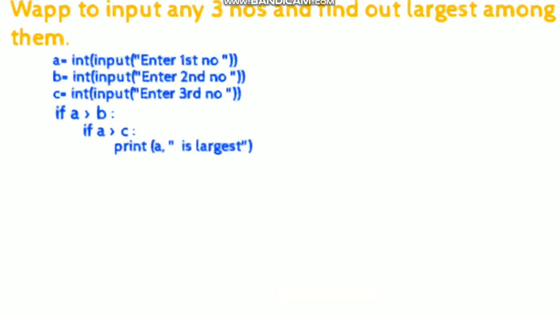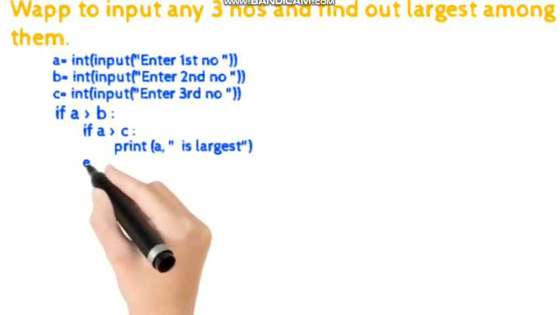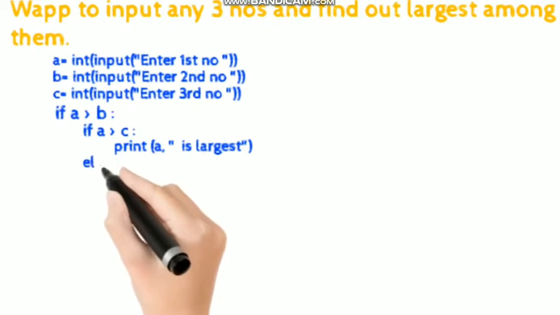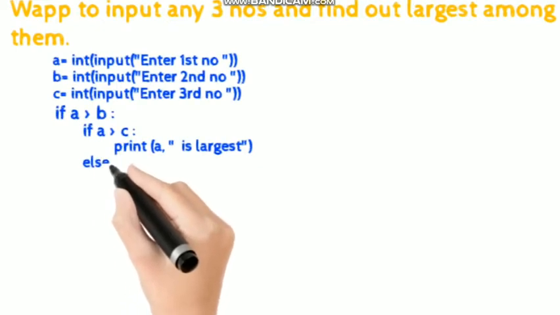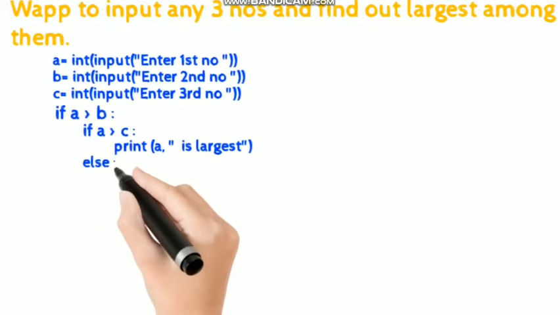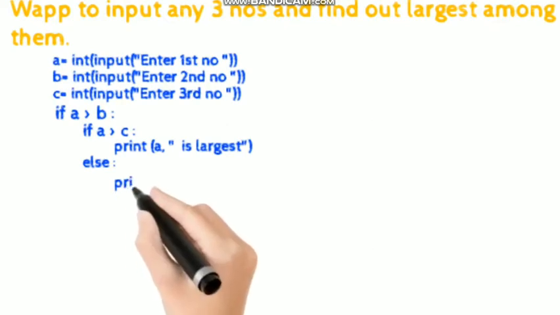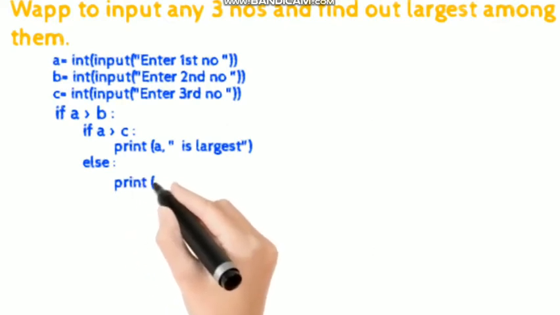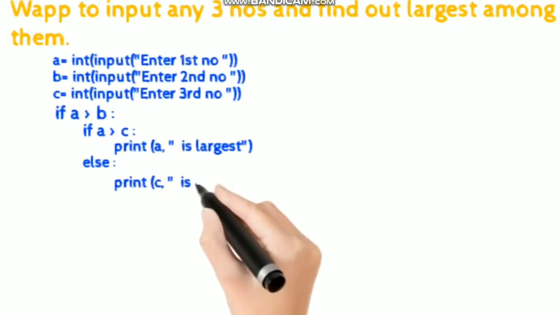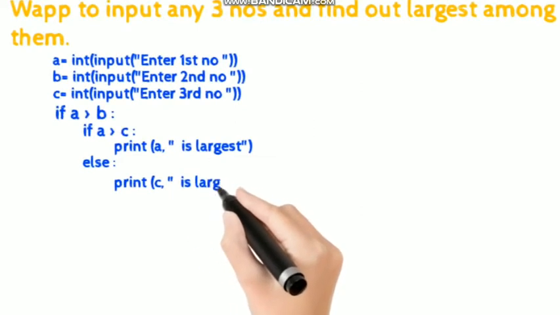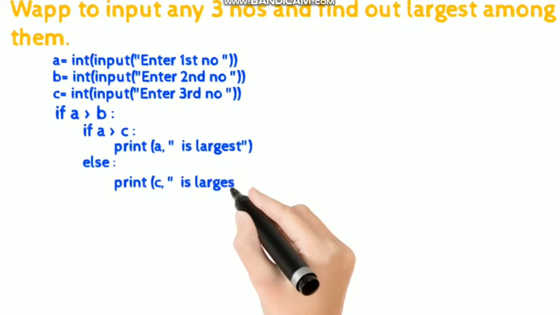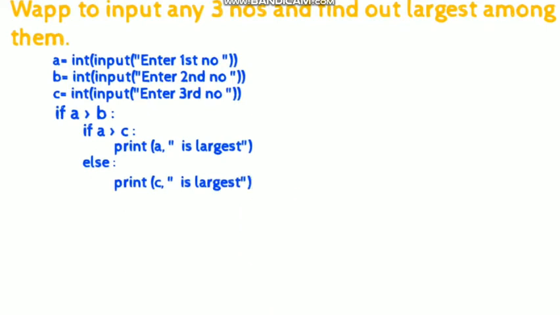Now the otherwise, that is the else case. Else means whose else? The nested if else, the inner if else. So else colon. In the nested if we have compared a with c, so now print c is largest will be done, because a and c are being compared, so c will be printed as the largest number. So this is how the inner condition gets completed.